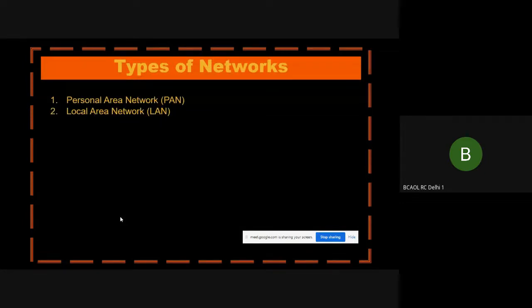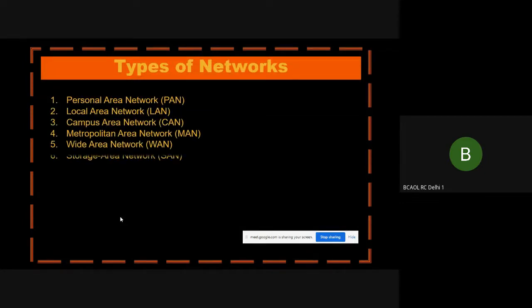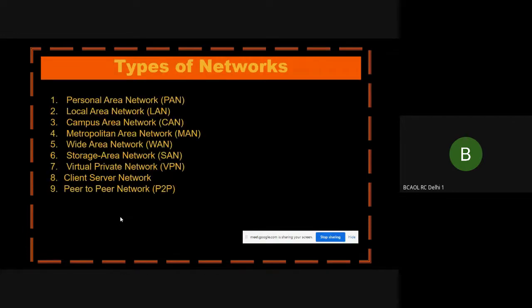So, what are the different types of network now? Can you see the different types of network? It lists nine kinds of networks here. One is personal area network. Do you know what a personal area network is? It is just restricted to one entity.